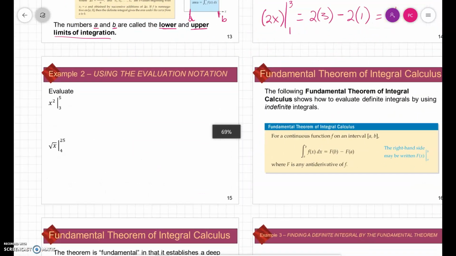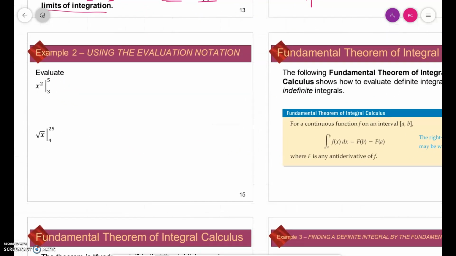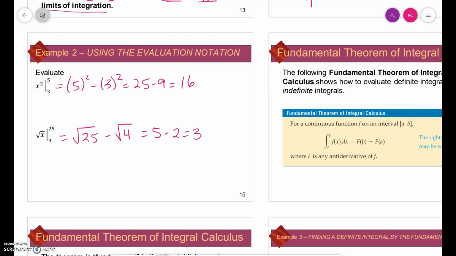I want you to pause the video and try example 2. Evaluate both of these functions using the upper limit minus the lower limit. All right, from the first one, x squared evaluated from 3 to 5, you would have 5 squared minus 3 squared, which gives us 25 minus 9, which is 16. On the second one, the square root of x evaluated from 4 to 25 gives us the square root of 25 minus the square root of 4 equals 5 minus 2, giving us an answer of 3.